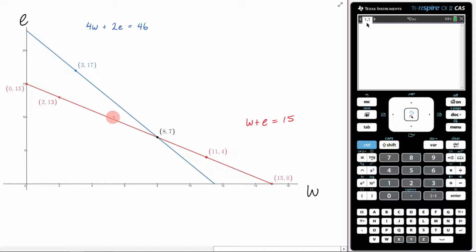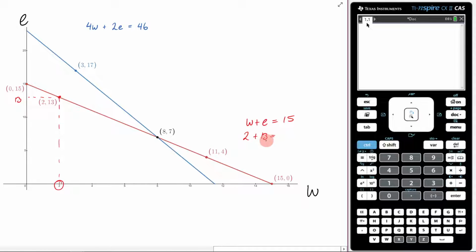Our red line here represents W plus E is equal to 15. As you can see, my x-axis is the amount of wombats I have, and my y-axis is the amount of emus that I have. If we think about this for a second, let's take a point on this line. Let's take this point right here. This is saying that if I have 2 wombats, so I'll put a 2 into the W spot, I'm going to end up with 13 emus. So I'll put a 13 here.